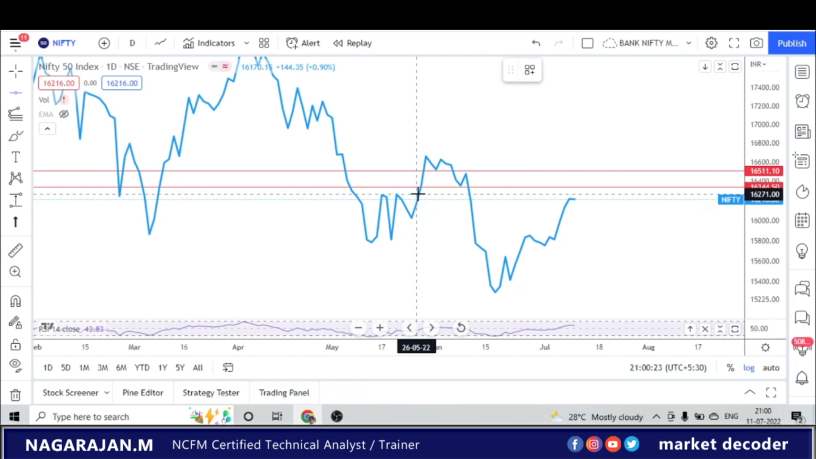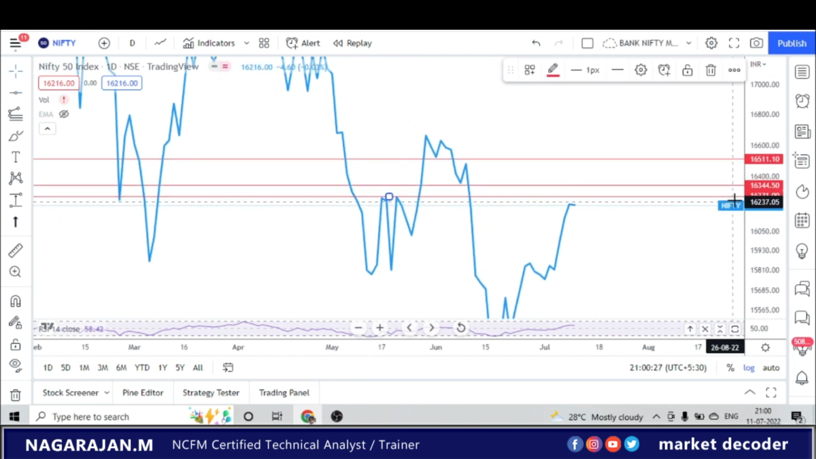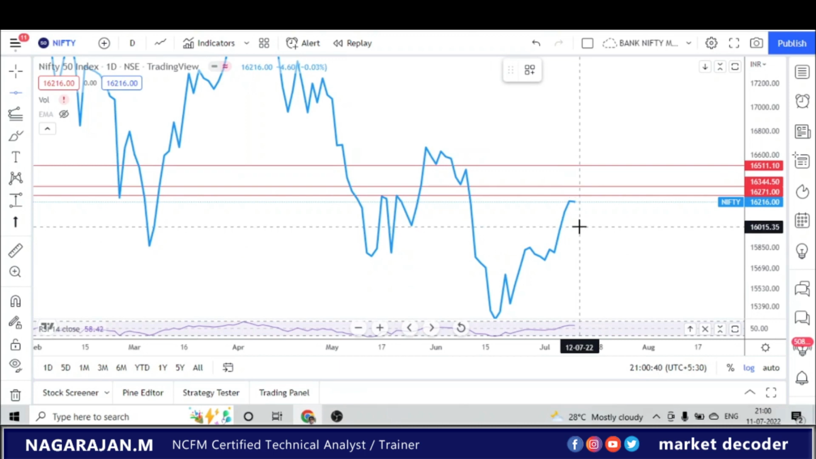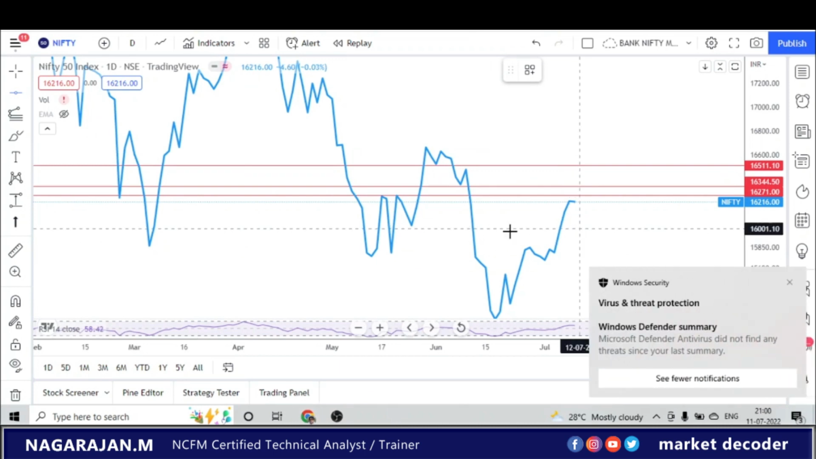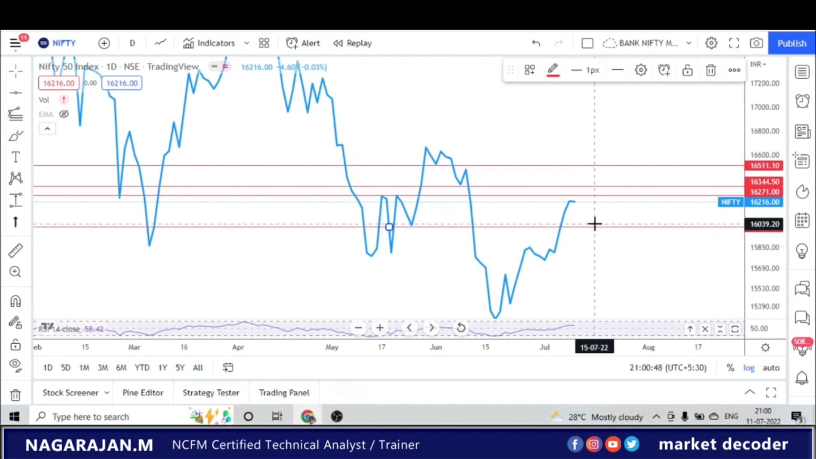So that is why Nifty is struggling to cross above this 16,271. There is a pure resistance. That is why Nifty is struggling to cross above this level. So we need to find where is the next support, so that we can take some entry for a good call option. So this is going to be the next level where it can take a good support.